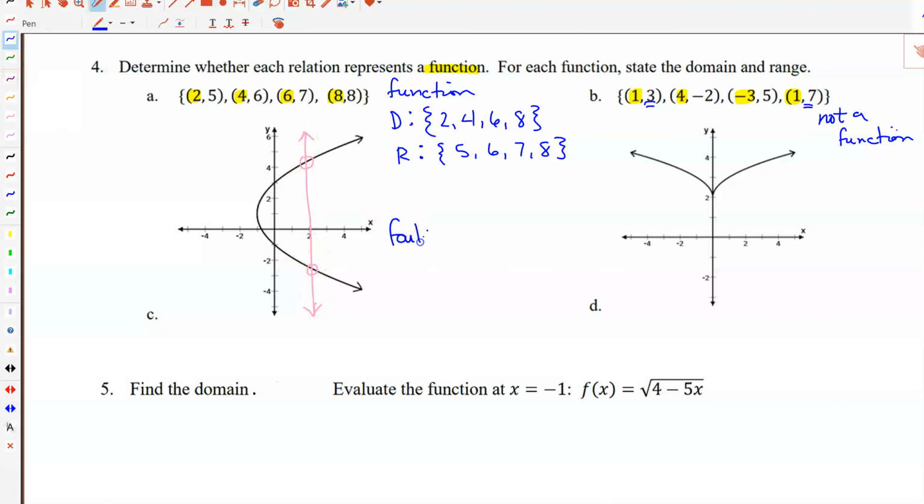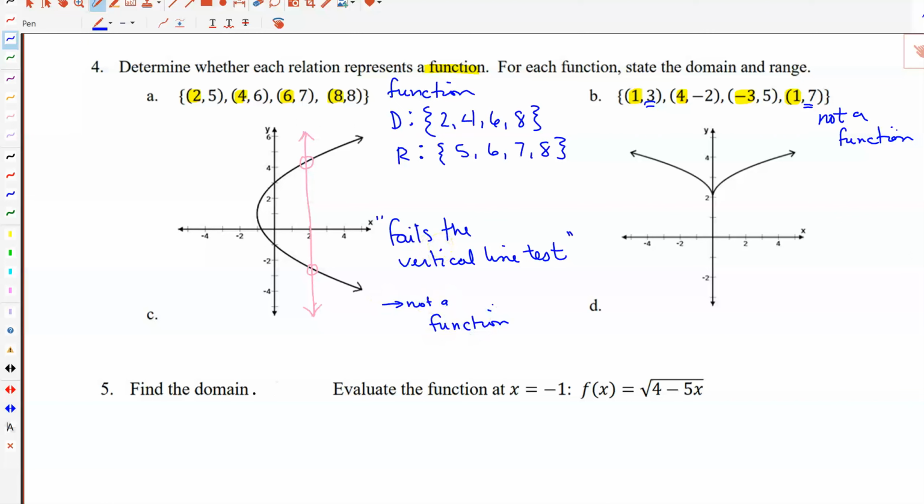So because this one fails the vertical line test, and you weren't asked to justify it, but this is the language that we use. We would say it fails the vertical line test. So this one is not a function.